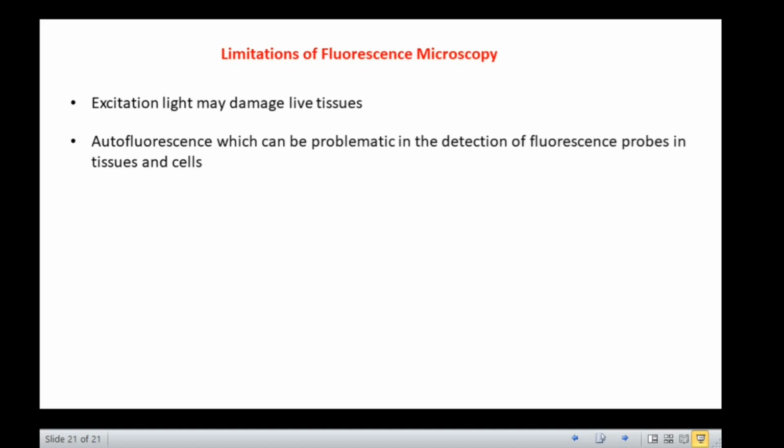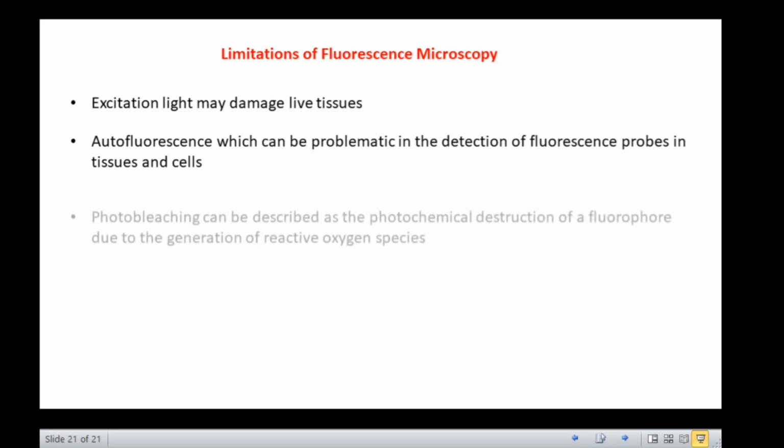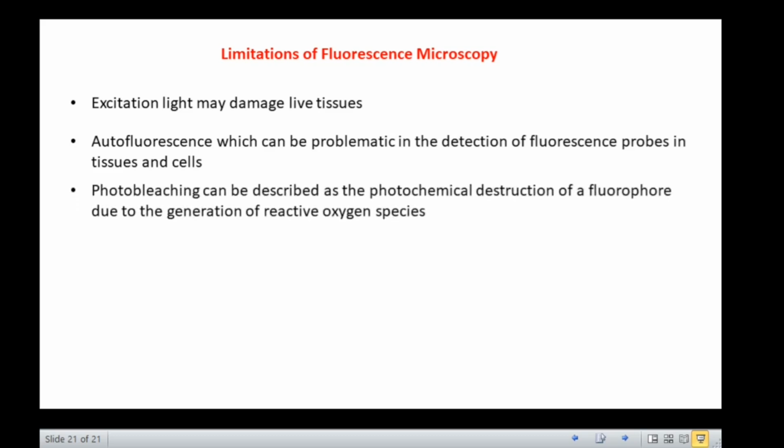A major problem with immunofluorescence is photobleaching. It can be described as the photochemical destruction of a fluorochrome due to the generation of reactive oxygen species in the specimen as a byproduct of fluorescence excitation. In diagnostics, photobleaching can result in wrong results.